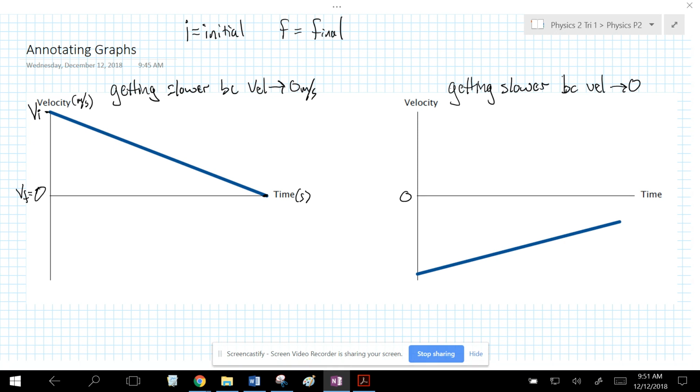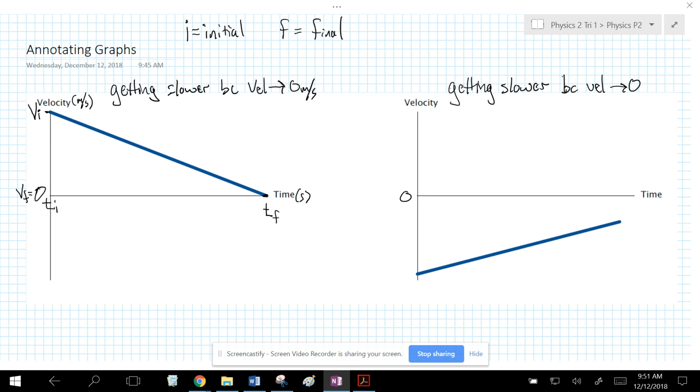So I'm labeling on the axis here that this is VI, this is VF, it's equal to 0. Technically, I should be calling this TF and this TI, but physicists tend to be kind of lazy and just refer to the whole base as T.